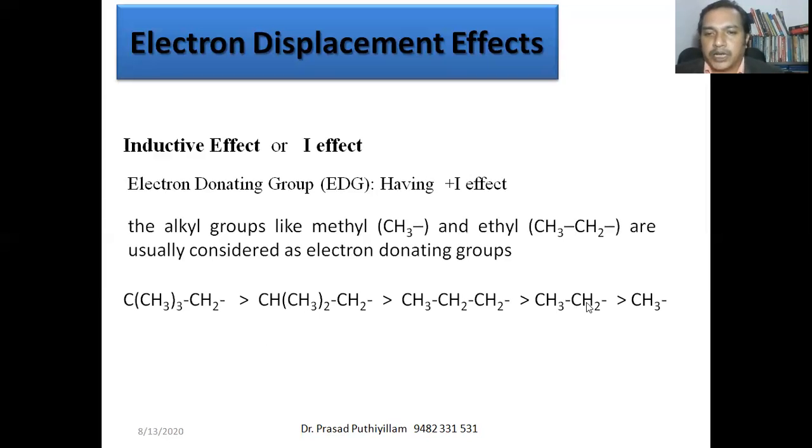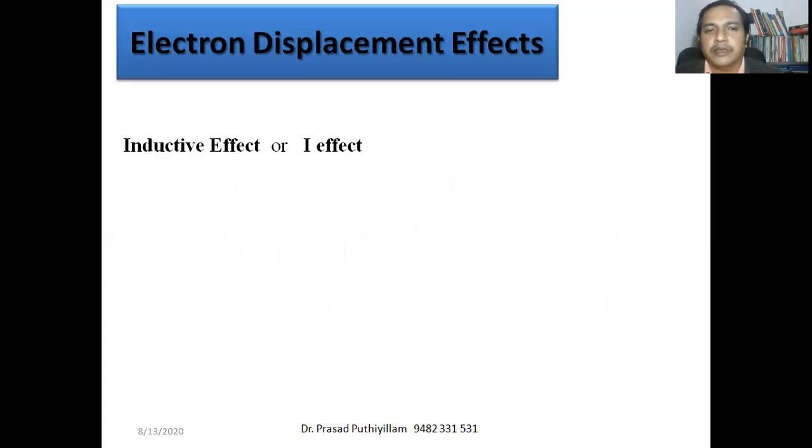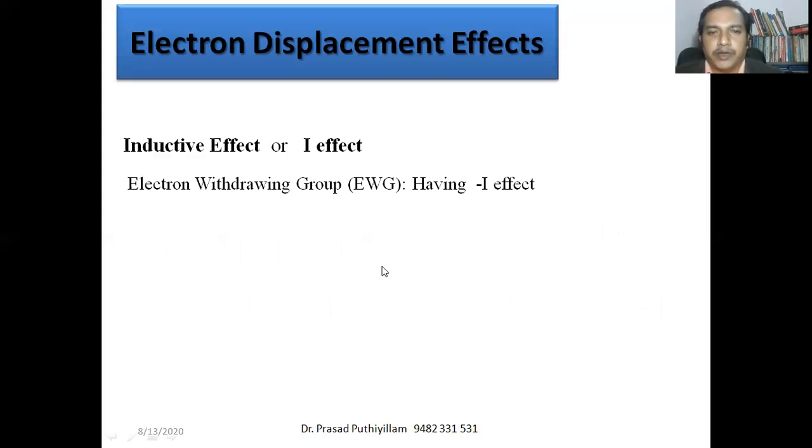Likewise, if the second hydrogen of methane is also replaced by CH3, then it will be a secondary carbon atom, and then a tertiary carbon atom. Then the inductive effect will be even higher than in the given examples. So that is about the plus I effect: a group which donates electrons in a molecule has a plus I inductive effect. The electron withdrawing group, or EWG, has a negative inductive effect.